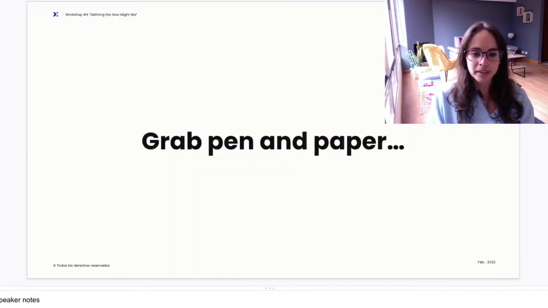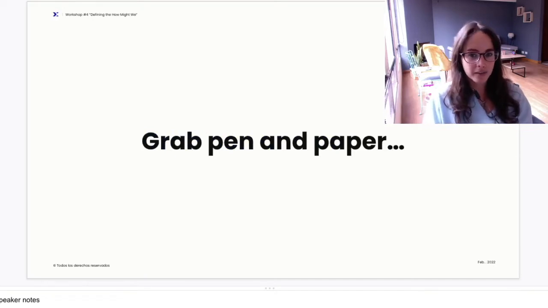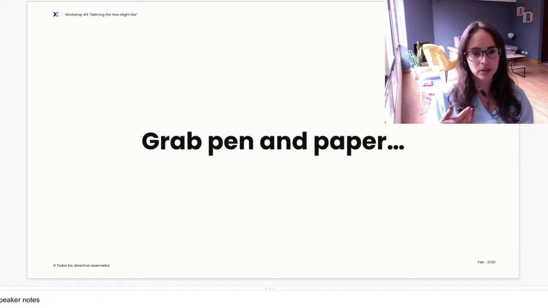So how do we do it? Let's grab a pen and paper. If you have your past workshop templates already solved, grab them and bring them here. We're going to put on the table the basic need we're going to solve.